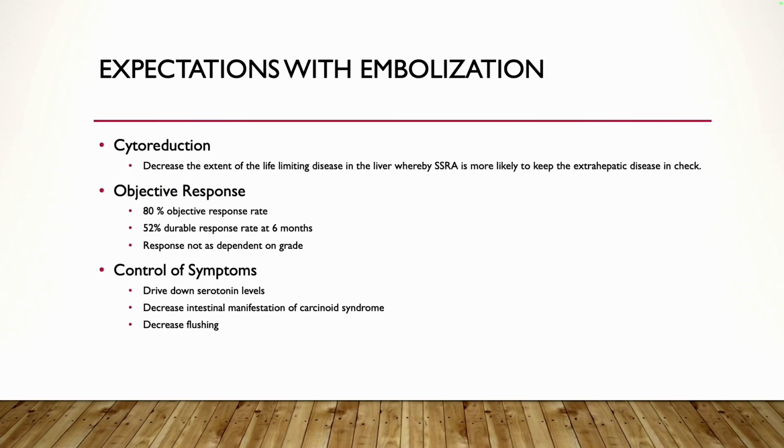80% is a great objective response, which is why we will often, with liver-dominant or liver-only disease, rely on liver-directed therapies. High objective response rate, highly successful, many decades of experience. A 52% durable response rate at 6 months. That means that if I were to march every single patient to the 6-month mark, how many people would still have the imaging show a durable objective response?